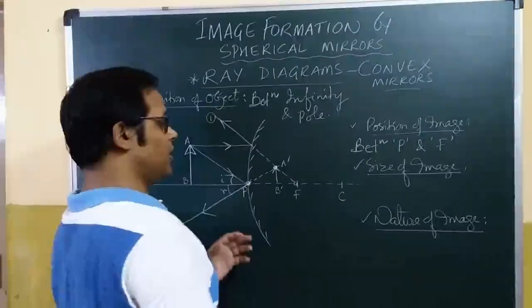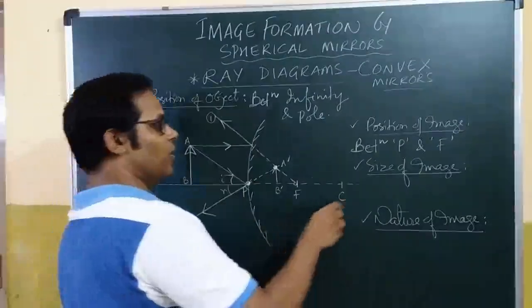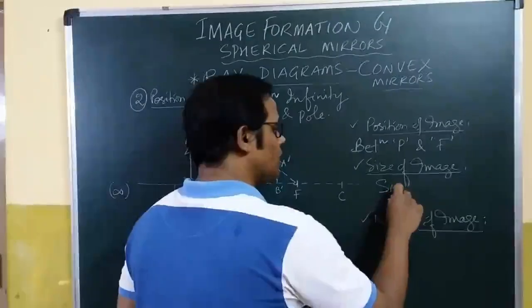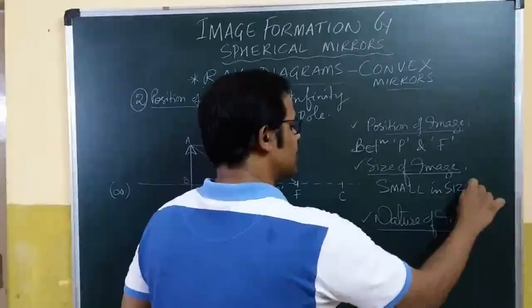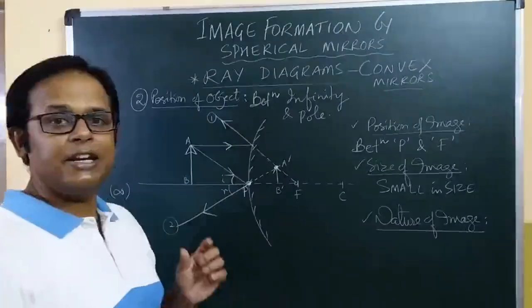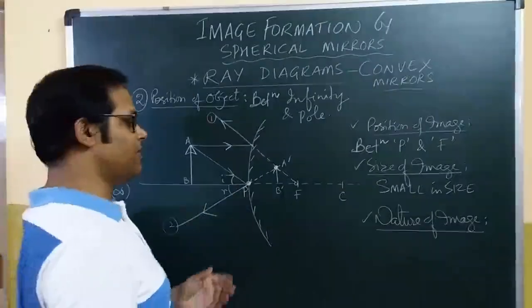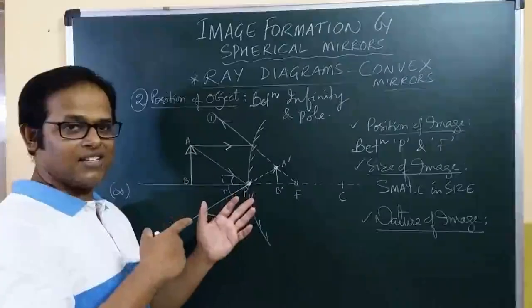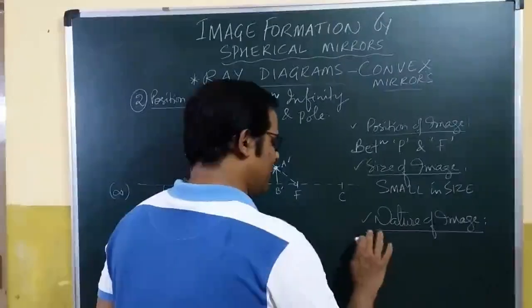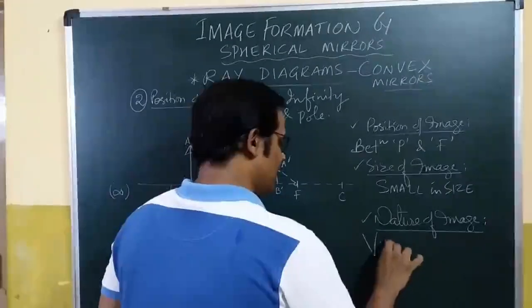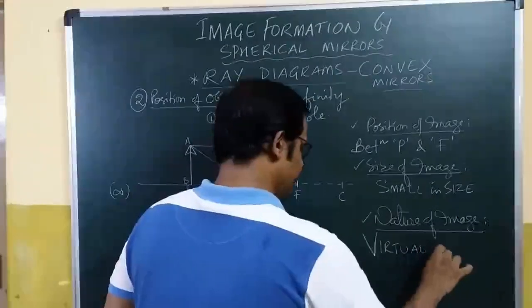Size of the image relative to the size of the object will be smaller, or you can say the image is going to be diminished. At the same time, the nature of the image, can you guess it right? Absolutely correct. This has to be a virtual and erect image.